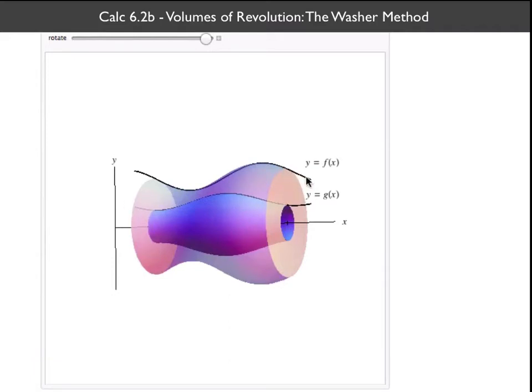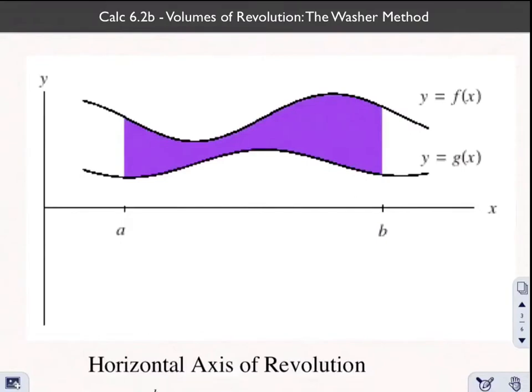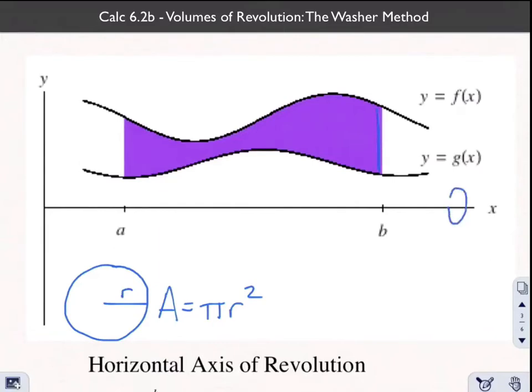It's going to be the volume found by revolving f of x around, and then subtracting the volume of revolving g of x around. Before, when we revolved it around, our cross sections were circles with a radius of r, and our area was just pi r squared. But if we take this section right here and revolve it around the x-axis, we no longer have disks, but instead we get washers.